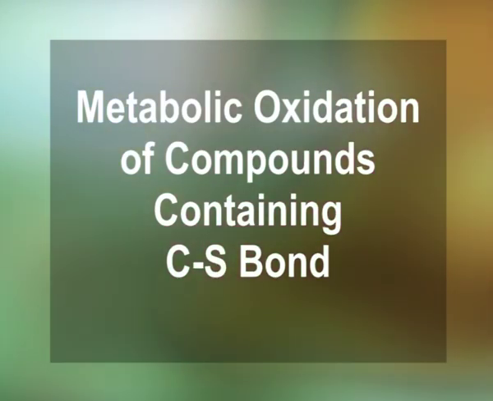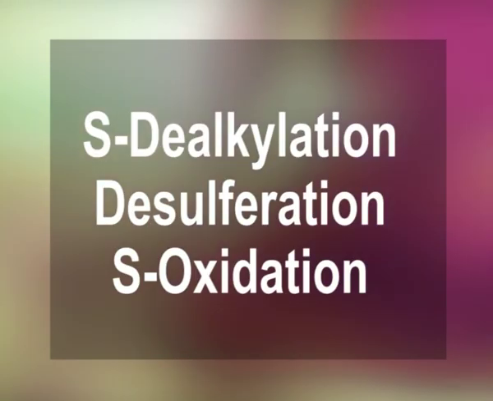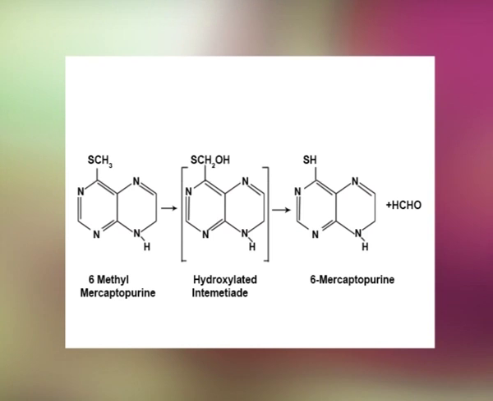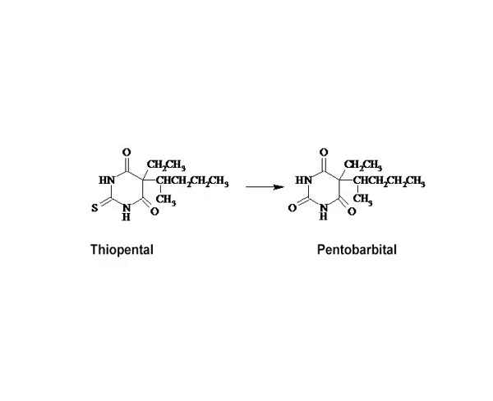Metabolic oxidation of compounds containing C-S bond. In the case of sulfides, we can observe three different metabolic oxidations: S-dealkylation, desulfuration and S-oxidation, considered to be the major pathway. The first two processes involve oxidative carbon-sulfur bond cleavage. S-dealkylation is analogous to O- and N-dealkylation mechanistically, that is, it involves alpha carbon hydroxylation and has been observed for various sulfur xenobiotics. Here, in this case, we can observe the cleavage of the C-S bond, or S-dealkylation.